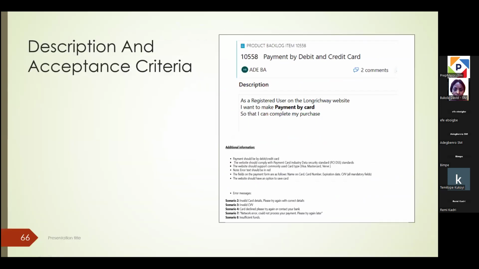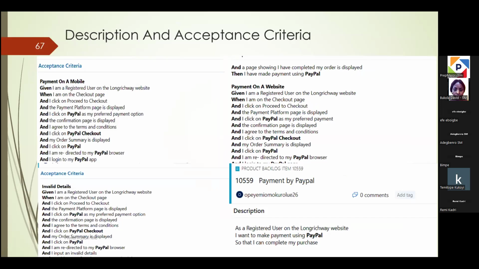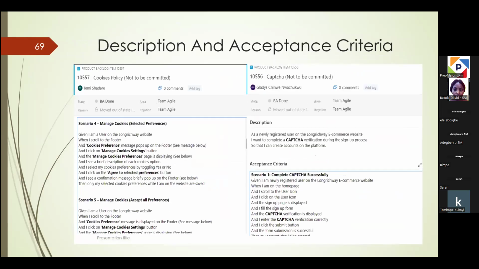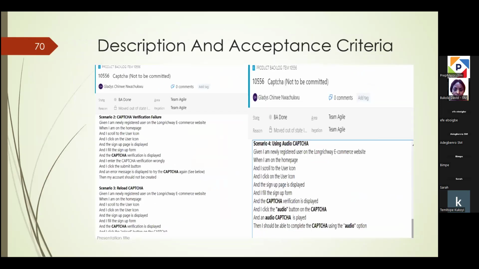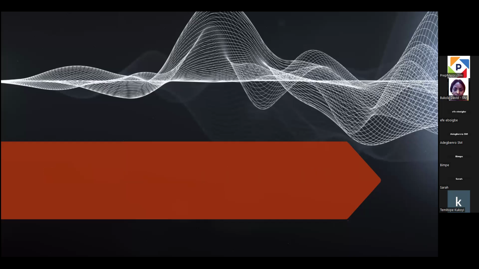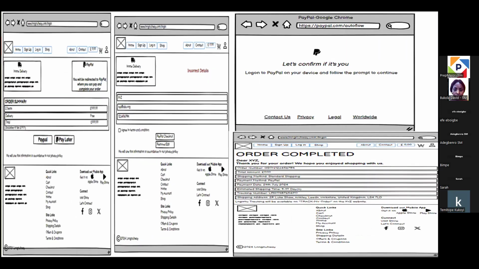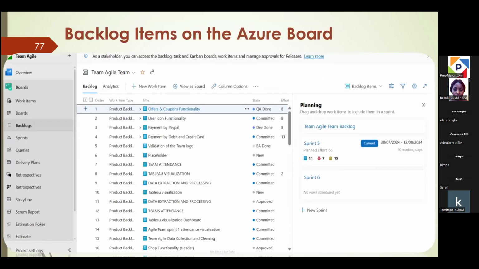There are payment by debit card stories and additional information. Next slide, please. The descriptions and acceptance criteria continue. Next slide, please. These are all descriptions of the stories. These are the wireframes for the stories written by the BAs.